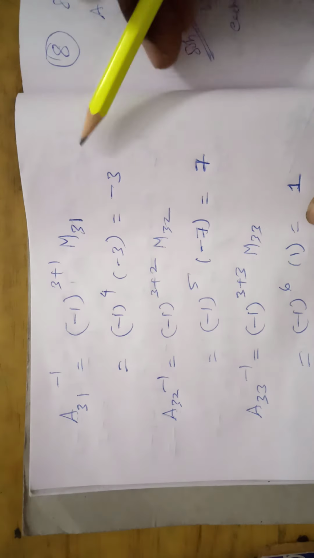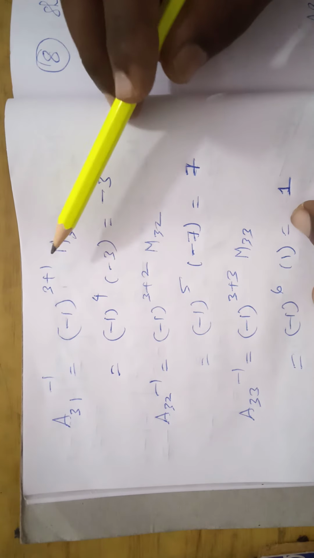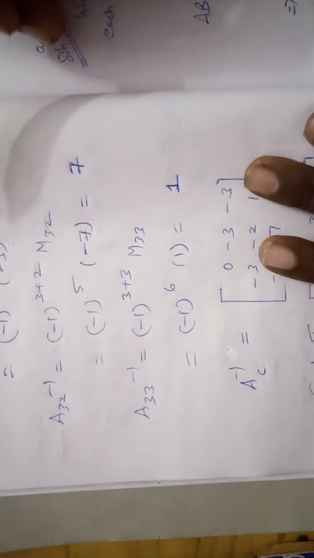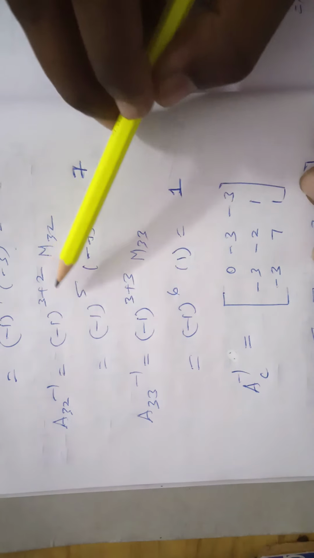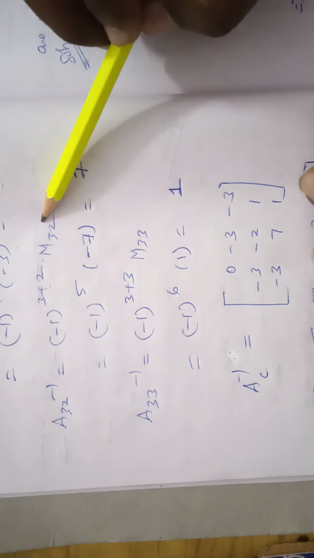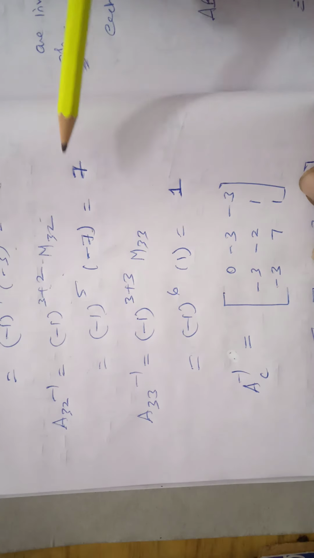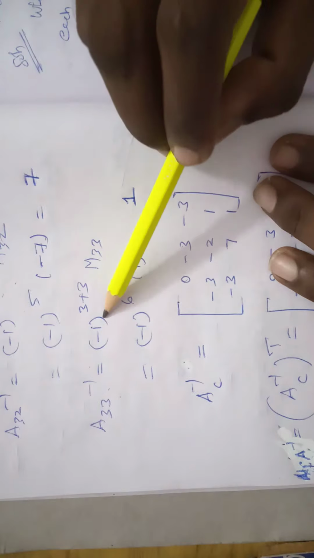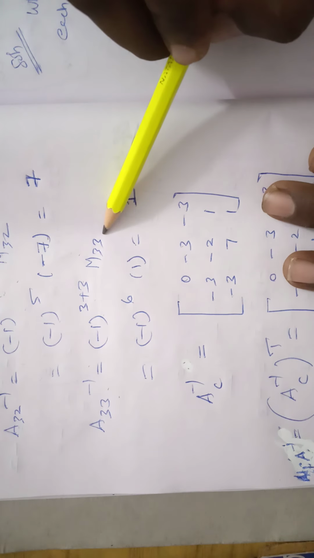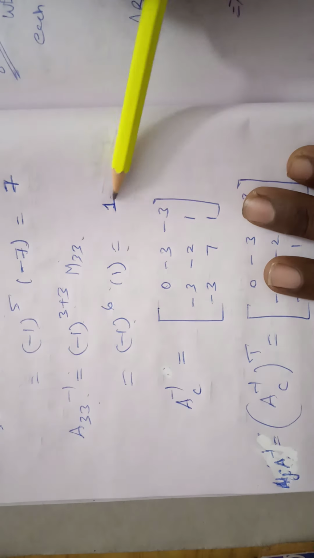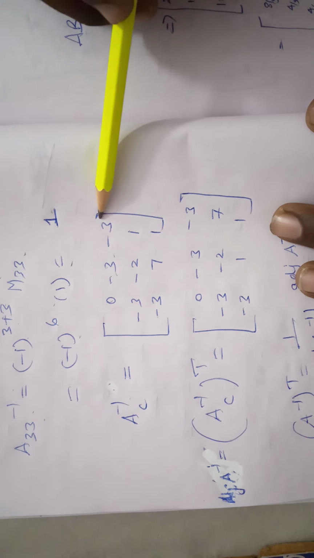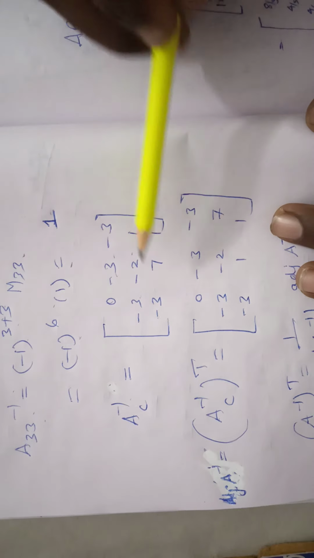A31 inverse is minus 1 power 3 plus 1 into M31, so minus 1 power 4 into minus 3 is minus 3. A32 inverse is minus 1 power 3 plus 2 into M32, minus 1 power 5 into minus 7 is plus 7. A33 inverse is minus 1 power 3 plus 3 into M33, so minus 1 power 6 into 1 is 1. So the cofactor matrix of A inverse is [0 -3 -3; -3 -2 1; -3 7 1].